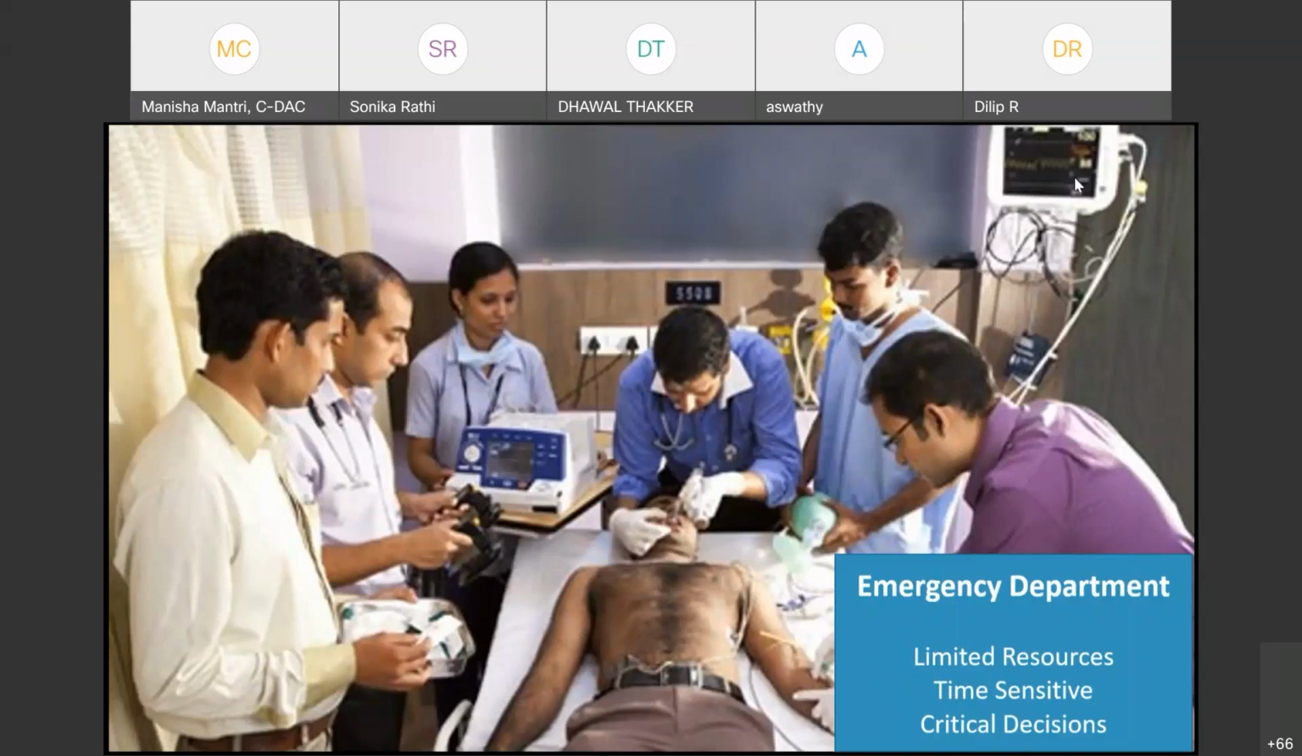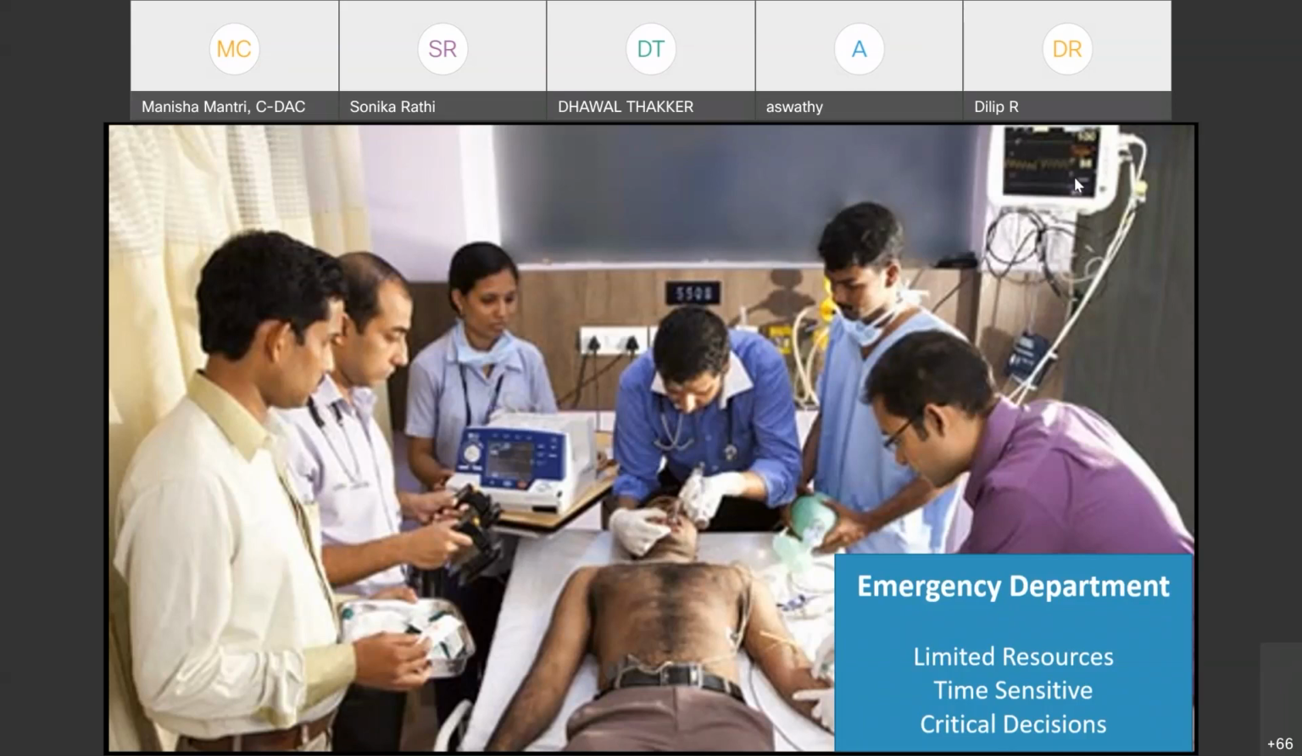So the first application I'm trying to pose, and these applications I am explaining are definitely not complete. These are based on the knowledge and experience that I have gained over time. There could be many more applications, but I'm just trying to give some glimpse of data science applications in healthcare. So first and foremost, the emergency department.